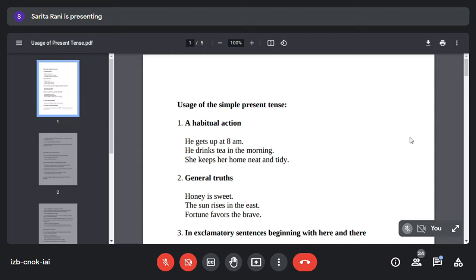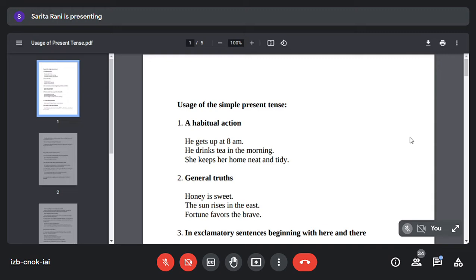First point I have given you is habitual action. Habitual action means the activities which we do daily. It means the actions which we do on a regular basis, and it is a part of our life. We do those things automatically. Regularly, on a routine basis, we do it.